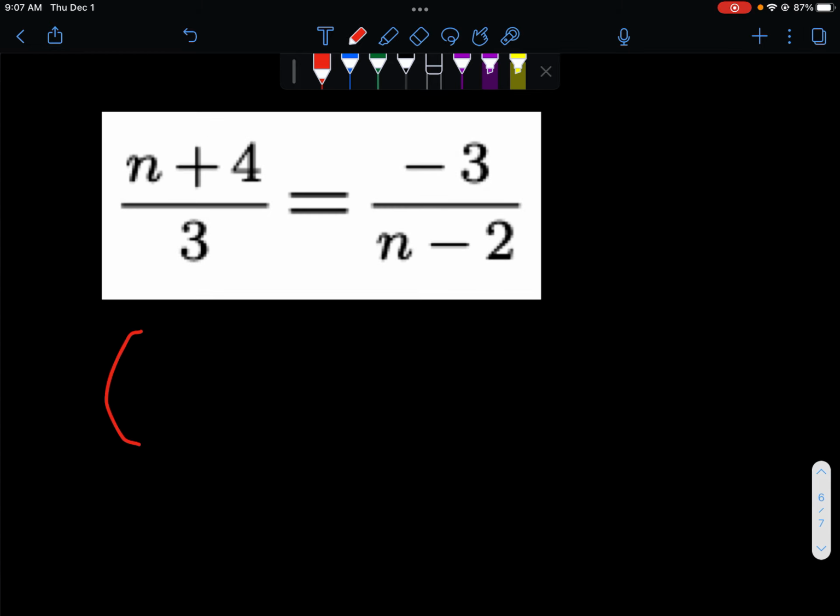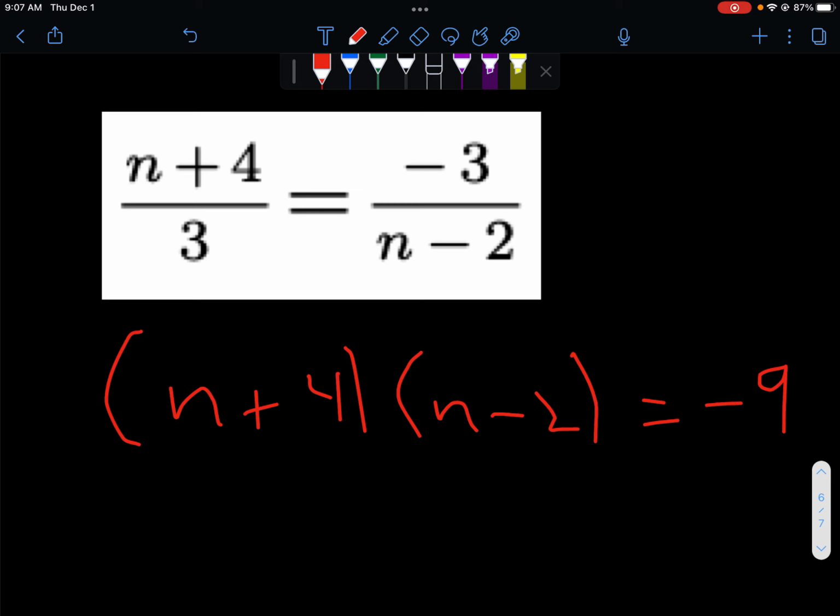We need our cross products. n plus 4 times n minus 2. That will equal 3 times negative 3, which is negative 9. We FOIL. And I'm going to FOIL and combine like terms all in one step here. We'll get n squared plus 2n minus 8, and that still equals negative 9.